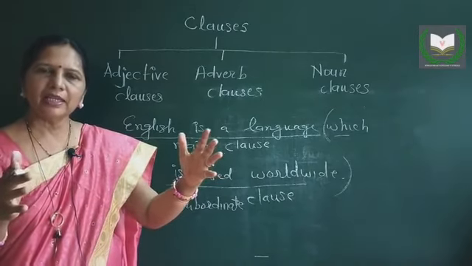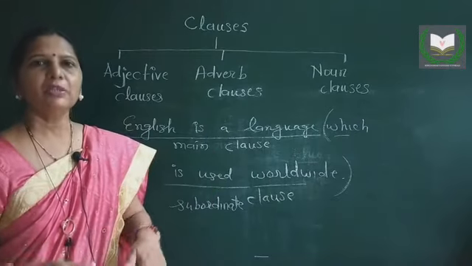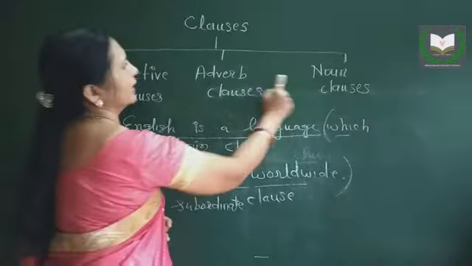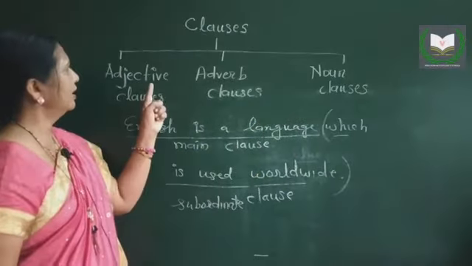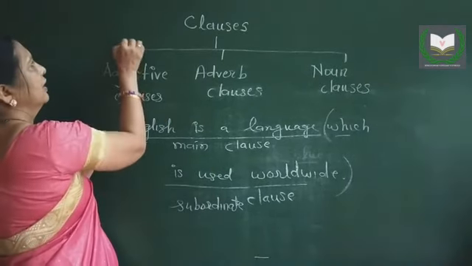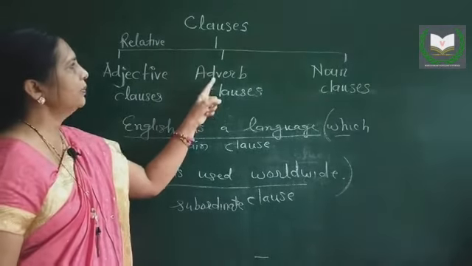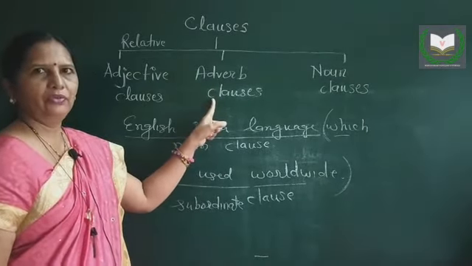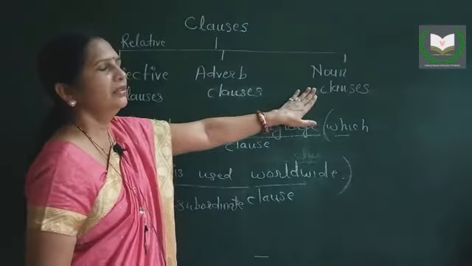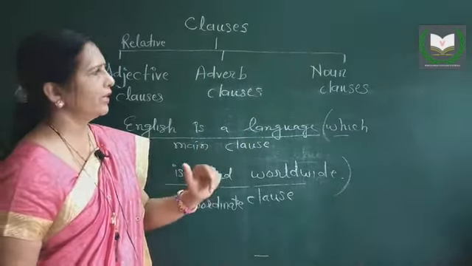In every sentence there are two parts, that is, two clauses. So these clauses fall in three categories. It may be an adjective clause, which is also called a relative clause. The second type is the adverb clause, which is of 8 types. And the third is noun clauses, which fall in 5 types or 5 categories.